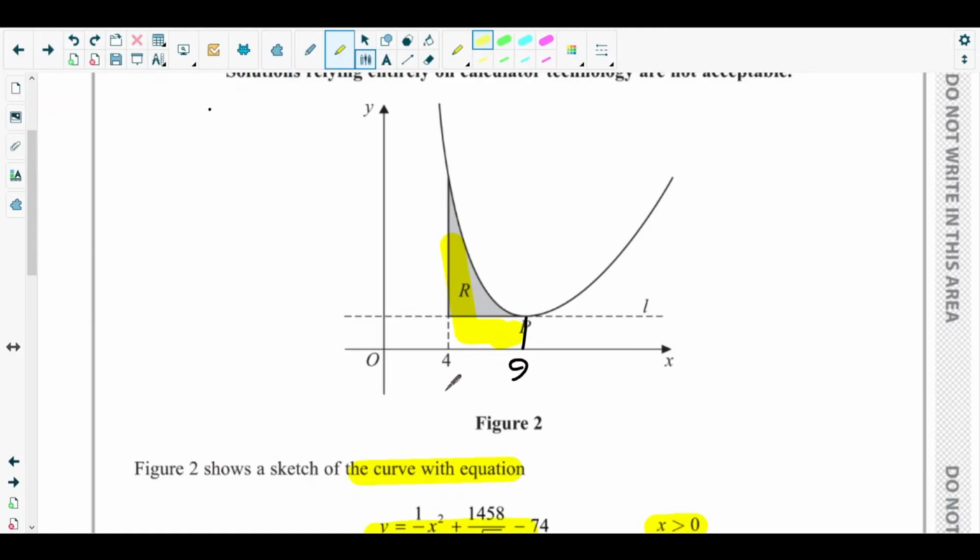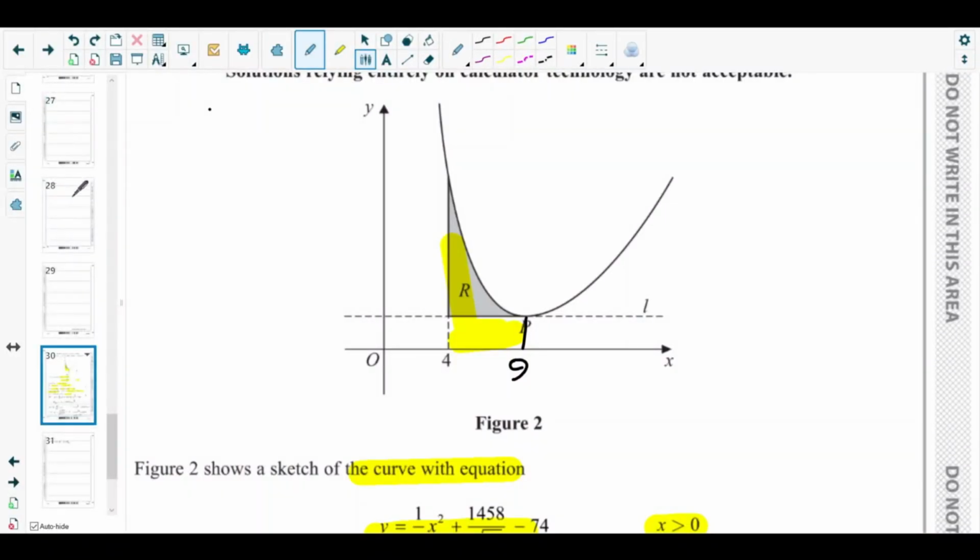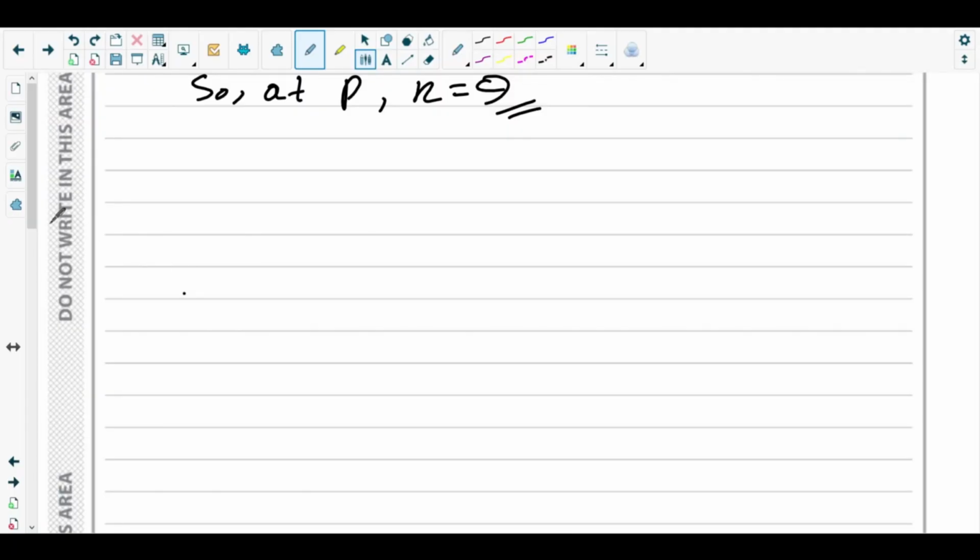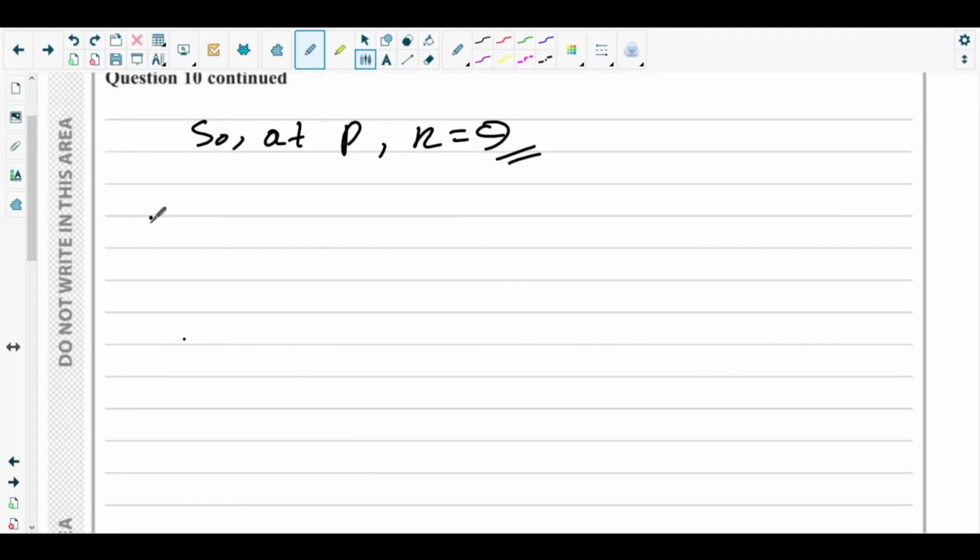Okay, but this part, it is below the line L, it's not needed, so we will subtract this area from the value we will get from the integral. That's it. So we need the area of region R, right? For part B, for area of region R, at first find out the integration from 4 to 9 of which equation?